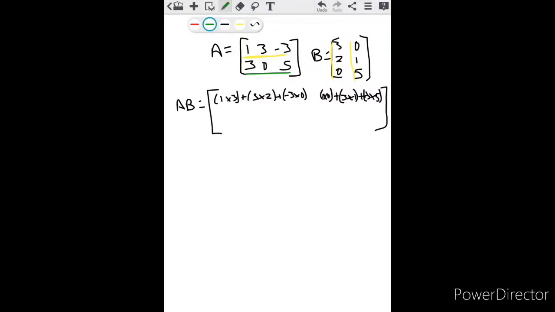We will now have 3 multiplied by 3 plus 0 multiplied by 2 plus 5 multiplied by 0. Then we have the second row in A again multiplied by the second column in B. And we have 3 multiplied by 0 plus 0 multiplied by 1.